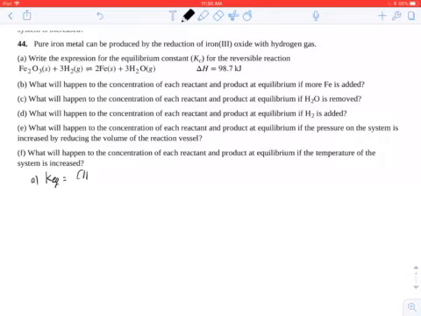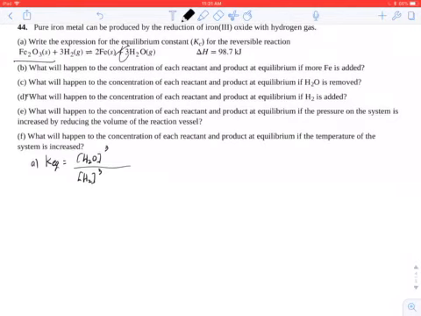Now keep in mind that we don't include solids or pure liquids in the equilibrium expression. So H2O is a gas. We raise that to the third power because of the coefficient of 3 here. We divide that by reactants. Hydrogen also has a coefficient of 3. The other reactant is a solid, so we don't include that. So that's the expression for the equilibrium.